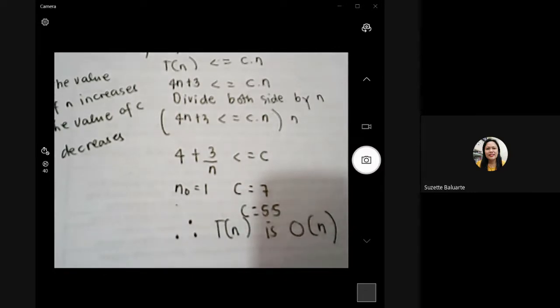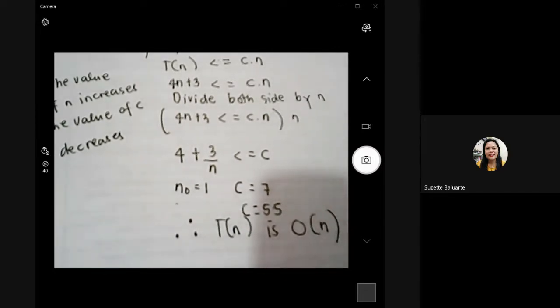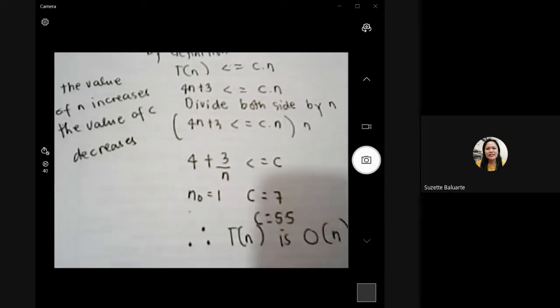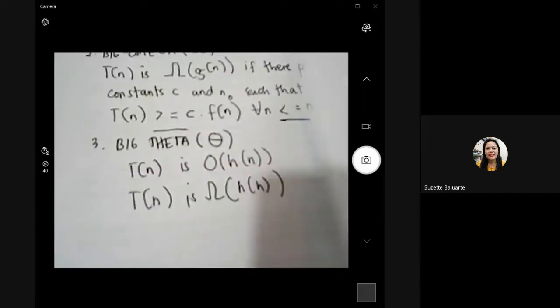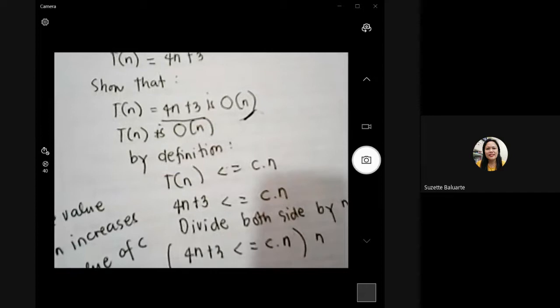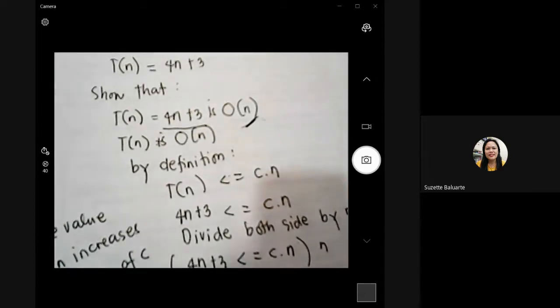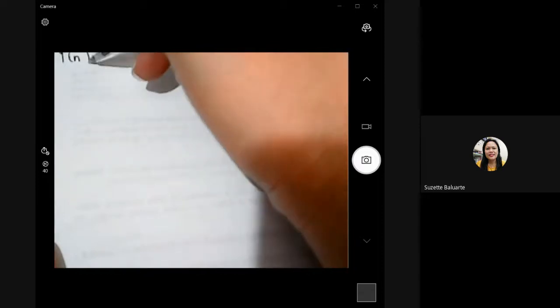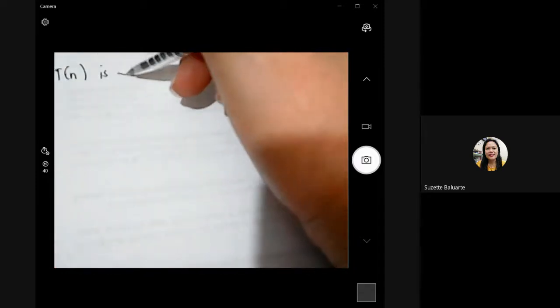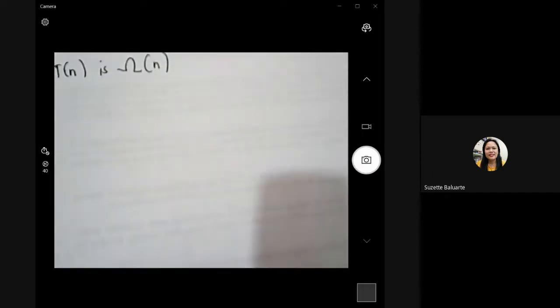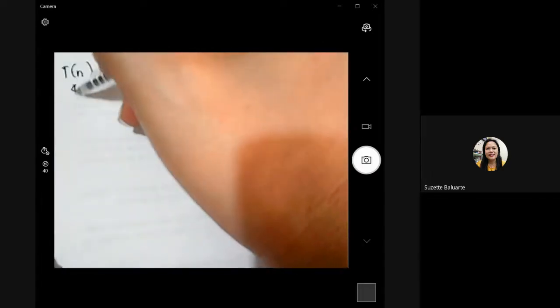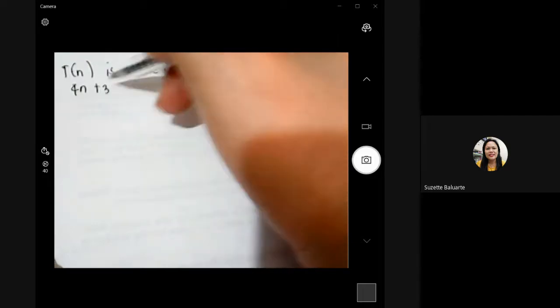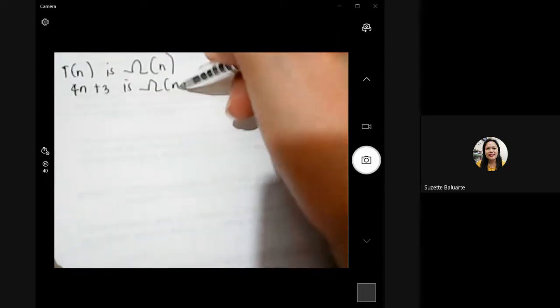Okay. No clarifications? Okay, let's proceed with another, and then later we will look at big omega. This is the topic where you may get stuck. For big omega, again, let's try to prove that T of n is big omega of n. What is that T of n? The given 4n plus 3, is it big omega of n?